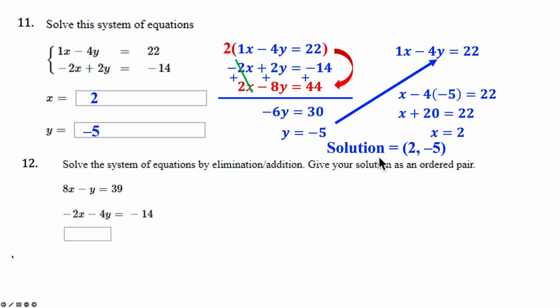Now remember, your solution is a point. If you see the answers this way, individual text boxes, that's just the computer programmers being very lazy. Number 12. All right, here we go again. We're going to do the elimination method.